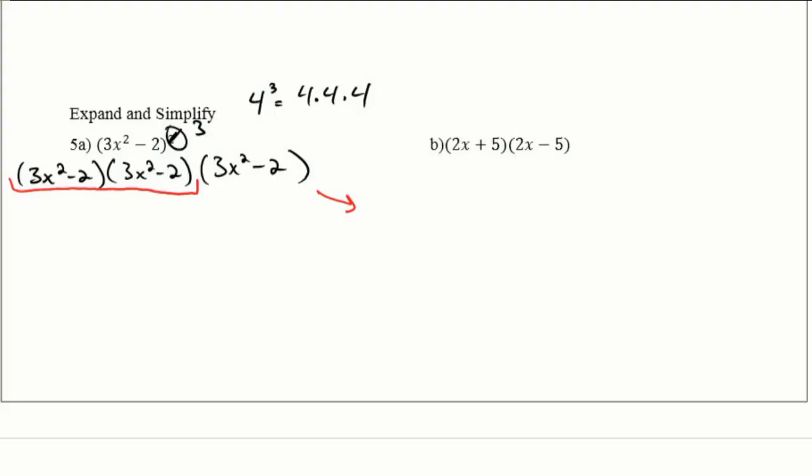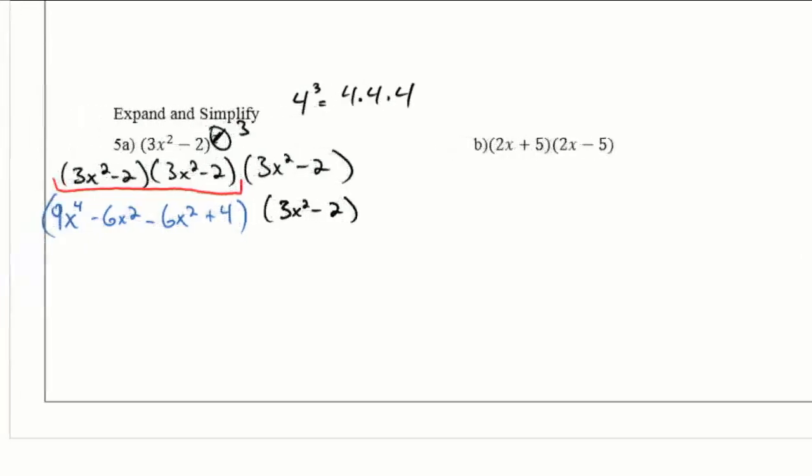So 3 times 3 is 9. X squared times x squared is x to the 4. 3 times negative 2 is negative 6x squared. And then we end up with the same thing, negative 6x squared. And then plus 4. We take all of that stuff, and I'm just going to bring down this 3x squared minus 2. Just going to come along. Haven't done anything with it yet.